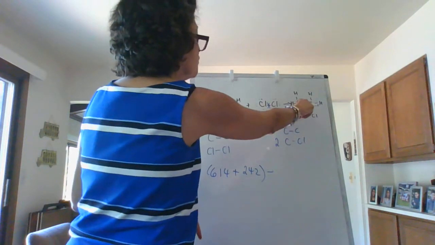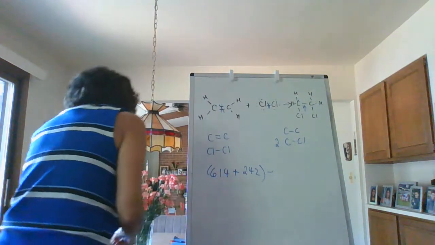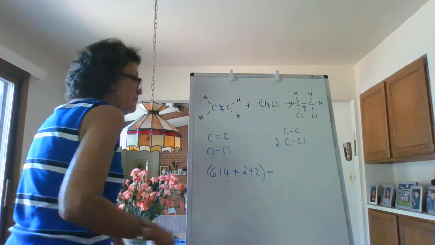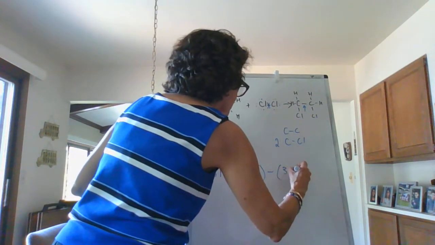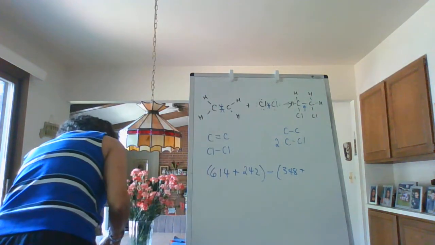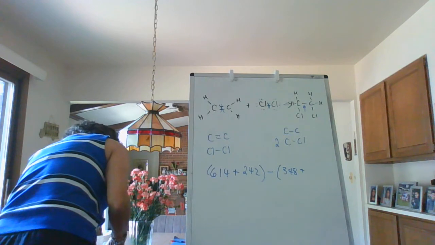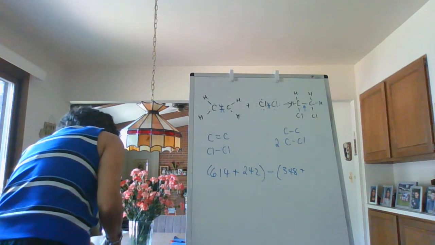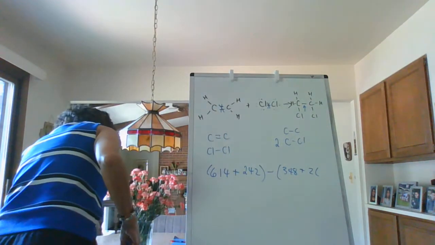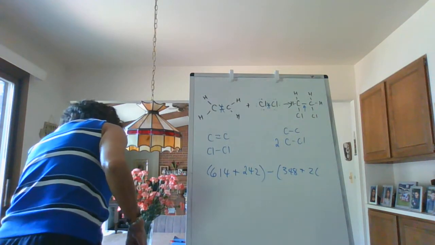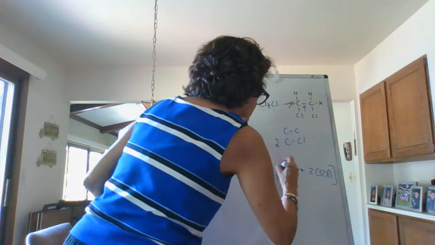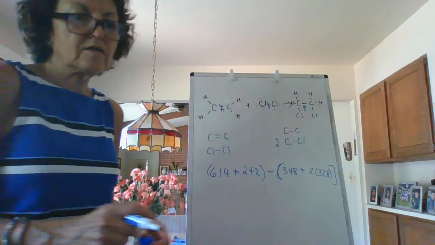All right, and then you're forming a carbon-carbon single bond. So you look up carbon-carbon single bond, and that's 348. And then you have two carbon-chlorine bonds. So we go to the carbon-chlorine, that's 328, but we want two of them. So two 328s. Okay, there it is.